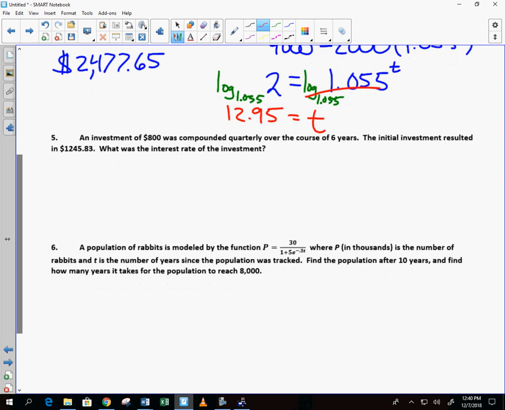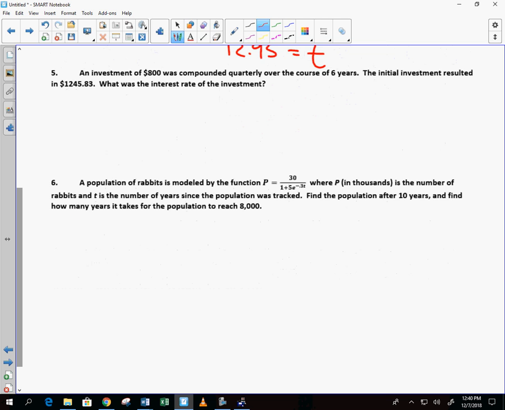So, all right, two more. Investment of $800 compounded quarterly over 6 years. The initial investment resulted in $1,245.83. What was the interest rate of the investment? Ooh, so now what variable am I looking to solve for? R. So the amount is $1,245.83. So I'll set that equal to the principal. What was the initial investment? 800 times 1 plus, what was the rate?